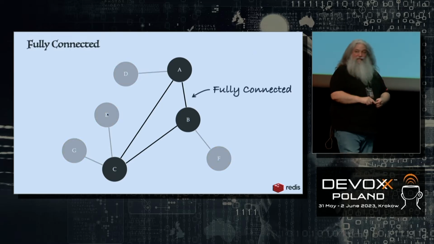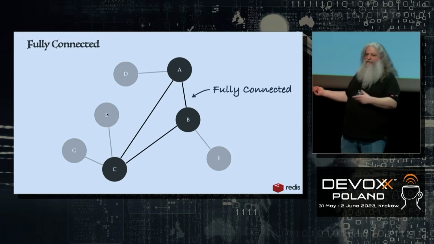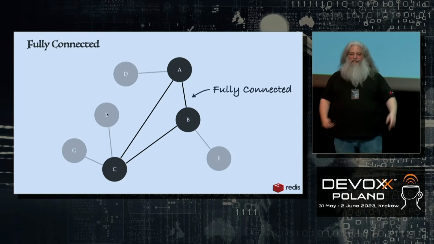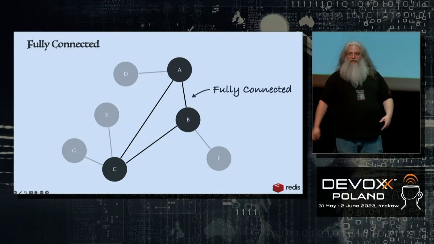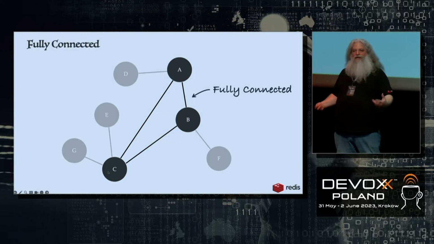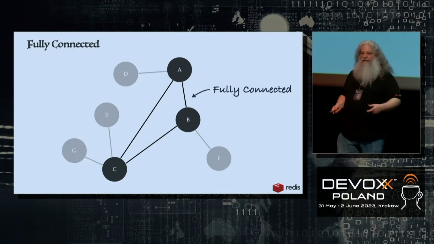You can also have fully connected graphs. And I don't have a picture of a fully connected graph, so I'm going to show you a subgraph of this here that shows a fully connected subgraph. A fully connected graph is a graph where every node connects to every other node in the graph.